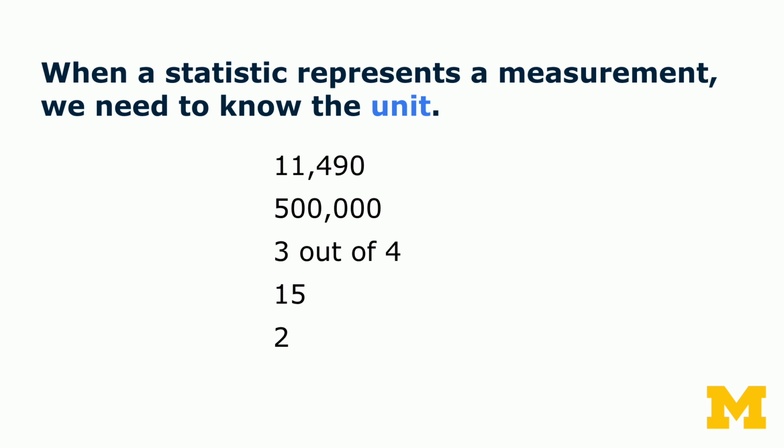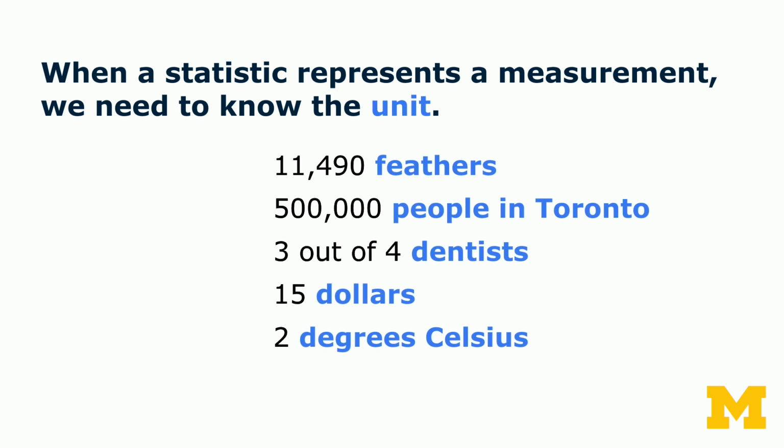When a statistic represents a measurement, we have to know the unit. So we know that Melvin had 11,490 feathers. The feathers are the unit. A unit could be how many people in Toronto did something interesting. You might hear 3 out of 4 dentists recommend a toothpaste. Dentists is the unit. Dollars, or whatever the unit of currency is where you live, is another popular unit. Or we might be talking about a temperature, in which case it's especially important to know, well, what scale are we using? And so here I have 2 degrees Celsius.